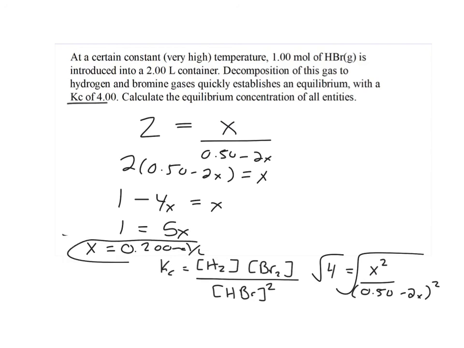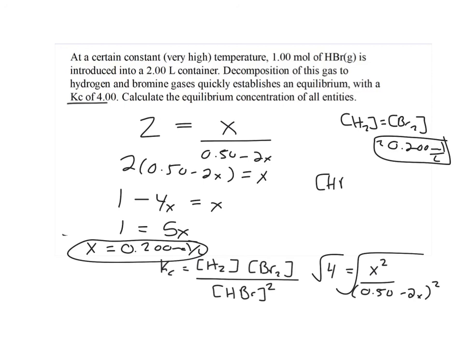So if I think back to that ICE chart, my x was the concentration of H2 and the concentration of Br2. So x is 0.200 moles per liter. That is their equilibrium concentration. If I think about the concentration of HBr, well, the concentration of HBr was 0.50 minus 2x. And so that would be 0.100 moles per liter.